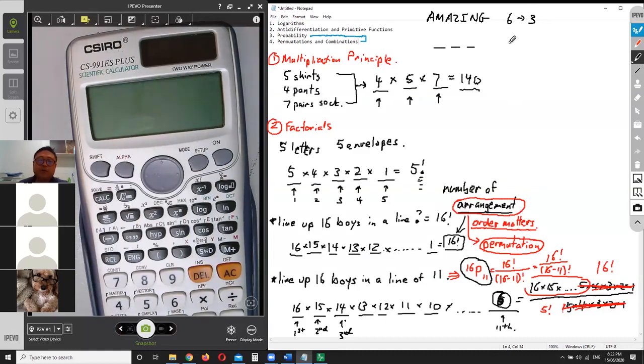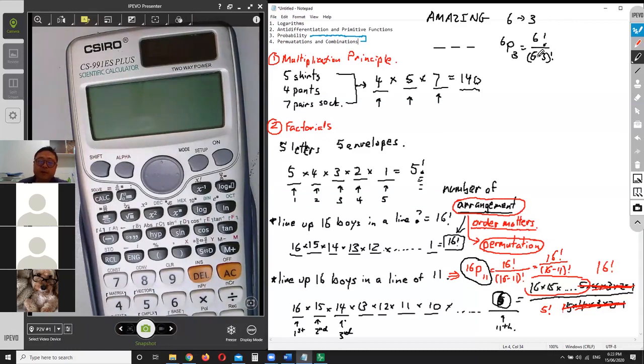So what would you put in your calculator? You do 6 and then P and then 3. Now, how would you write that in factorial notation? You do 6 factorial over 6 minus 3 in brackets, factorial. I wouldn't use just 3, I'd use 6 minus 3.